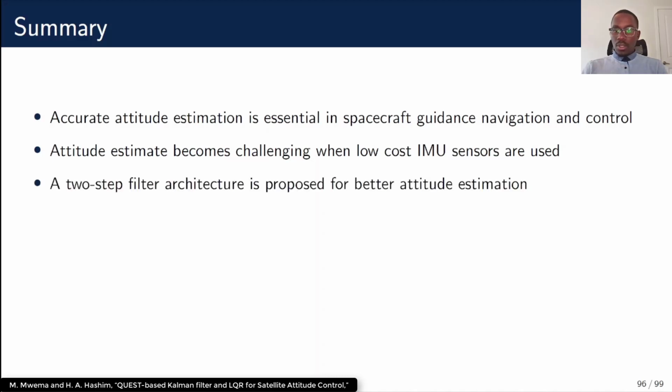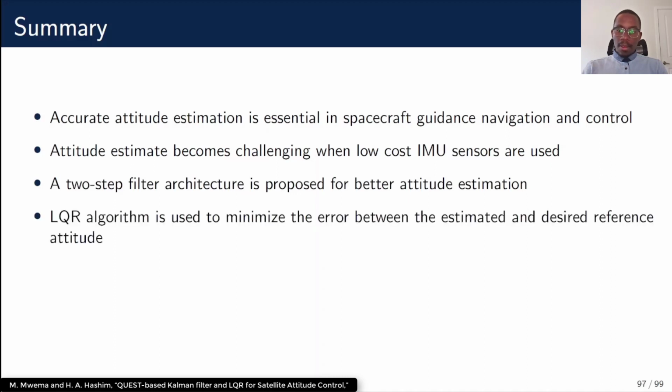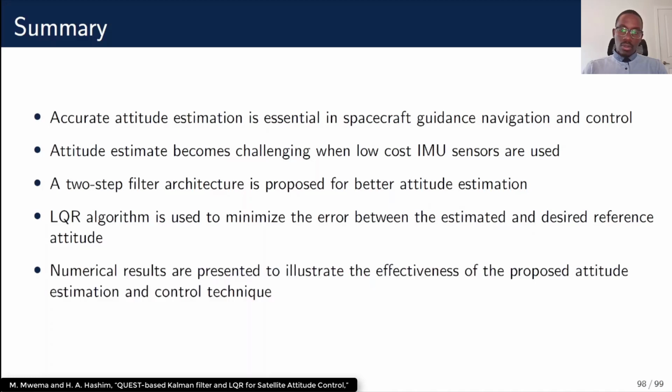A two-step filter architecture is proposed for better attitude estimation, whereby the attitude is first reconstructed using QUEST, and the reconstructed attitude is then filtered to obtain a better estimated attitude. The LQR algorithm is then used to minimize the error between the estimated and the desired reference attitude. And numerical results are presented to illustrate the effectiveness of the proposed attitude estimation and control strategy.